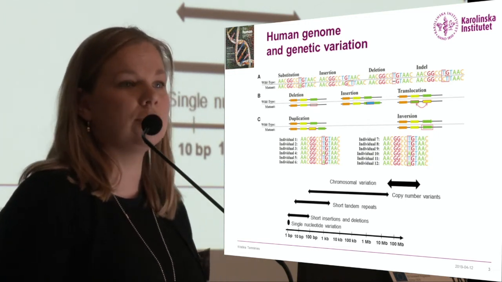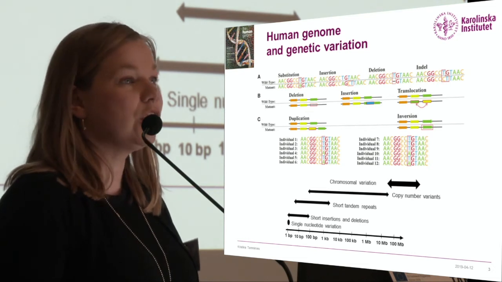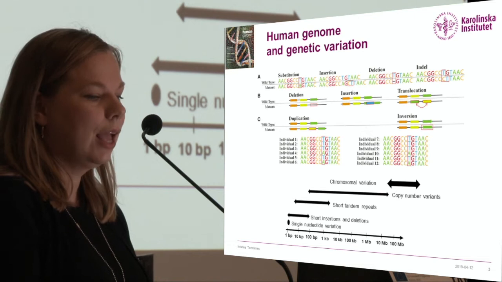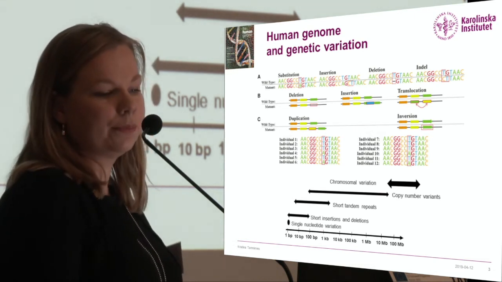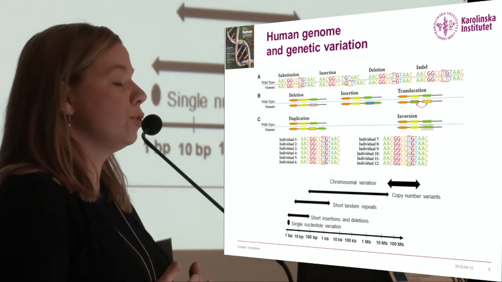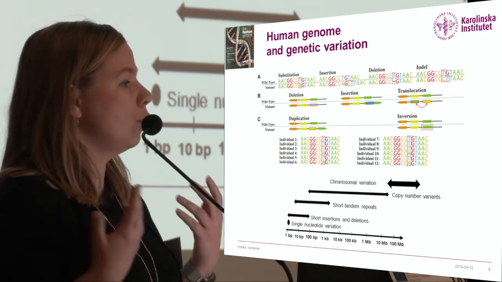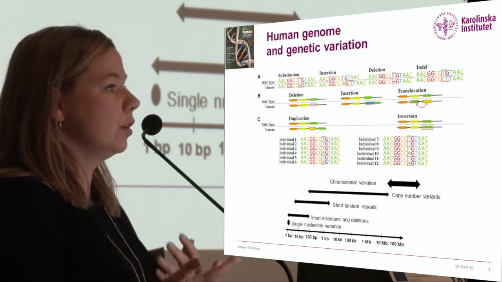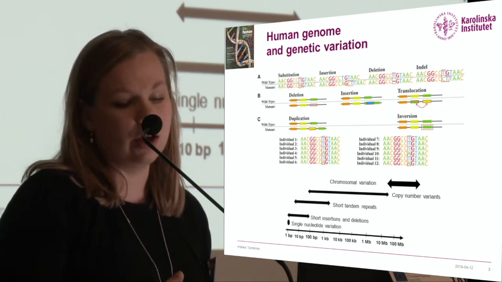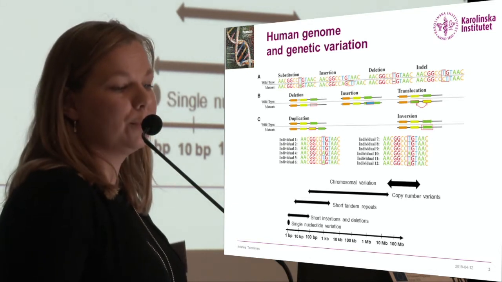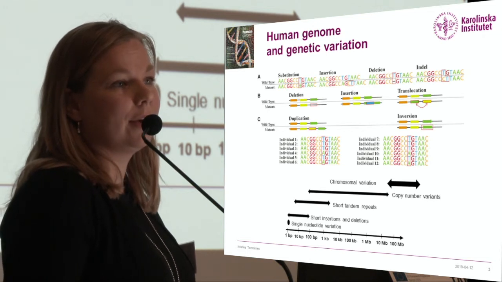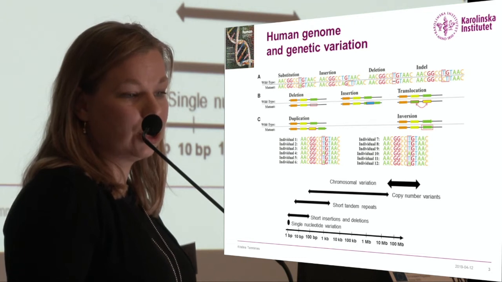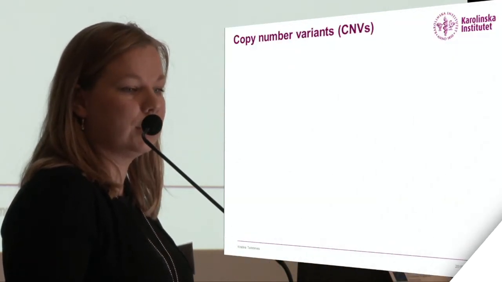Then we also have translocations, where there is a switch in the genome content that moves around. And then also inversions. And then, of course, we have chromosomal variation, which is the largest. We might have three chromosome 21s causing Down syndrome, and all the other chromosomal anomalies. All these different genetic variations really make us unique, but also sometimes cause disease.